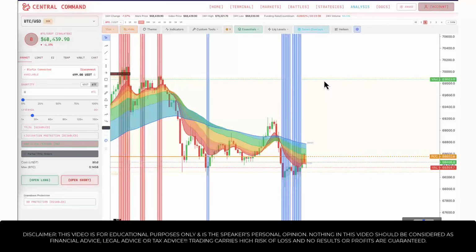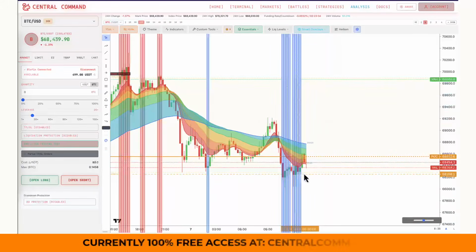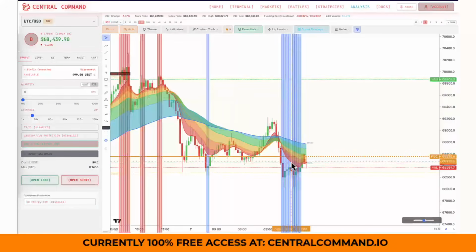So I want to show you in this video a little bit more about how to use this strategy with the EMA ribbons and the deviation overlay that we have created here in Central Command. I've been testing it out lately and it's just working beautifully at this point in time.